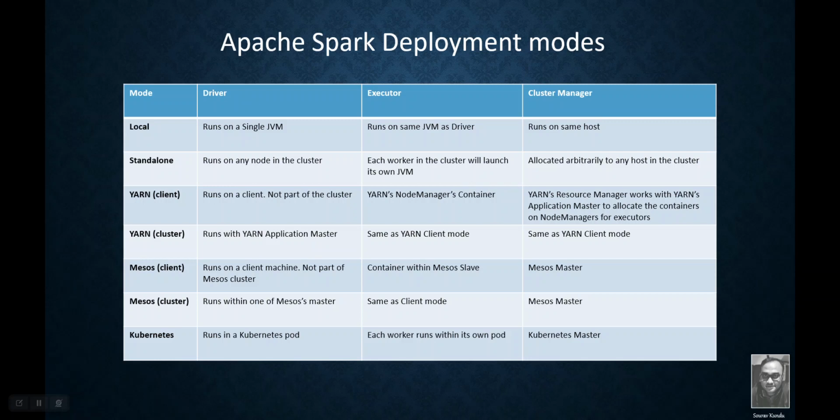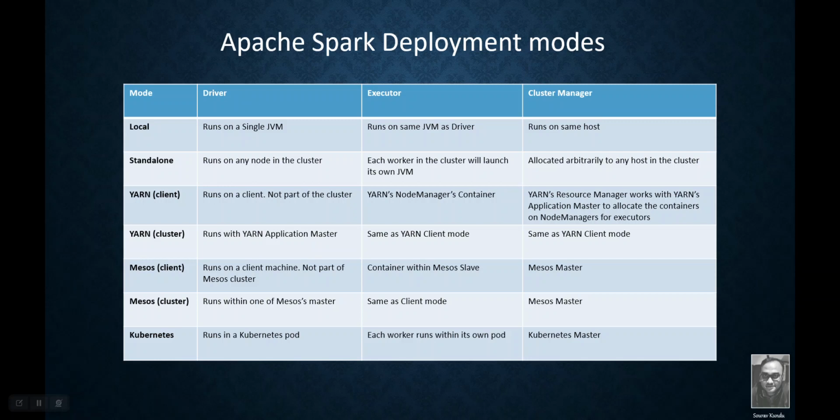For standalone mode, it runs on any node in the cluster. For the driver and the executor, each worker in the cluster will launch its own JVM. The cluster manager is allocated arbitrarily to any host in the cluster. For Yarn client, the driver runs on the client itself, not part of a cluster. The executor is the Yarn node manager's container. The cluster manager here is Yarn's resource manager, which works with Yarn's application master to allocate the containers on node managers for executors.